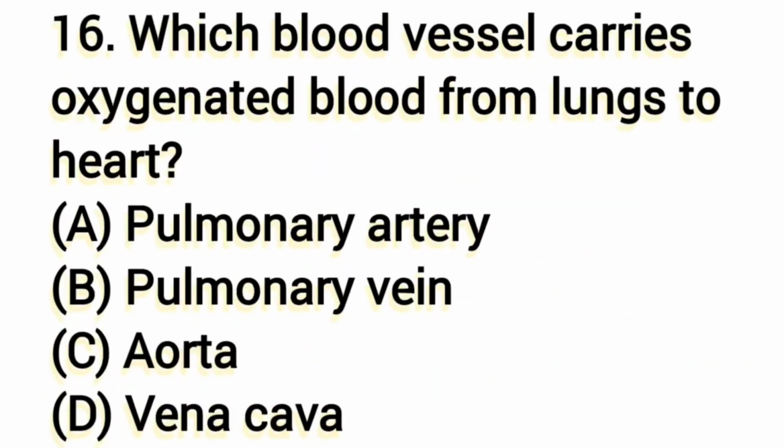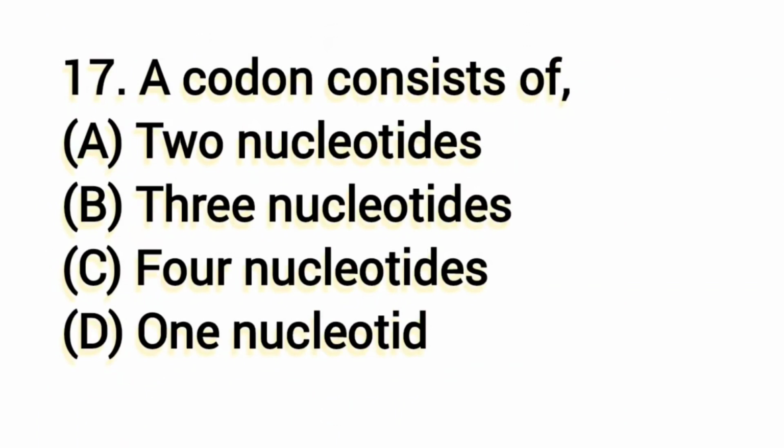16. Which blood vessel carries oxygenated blood from lungs to heart? A. Pulmonary artery. B. Pulmonary vein. C. Aorta. D. Vena cava. Answer is B. Pulmonary vein. 17. A codon consists of A. 2 nucleotides. B. 3 nucleotides. C. 4 nucleotides. D. 1 nucleotide. Answer is B. 3 nucleotides.